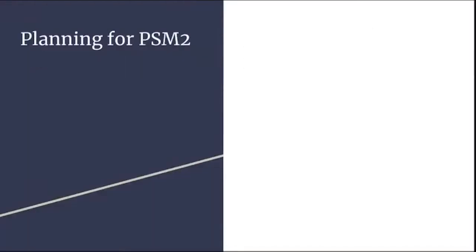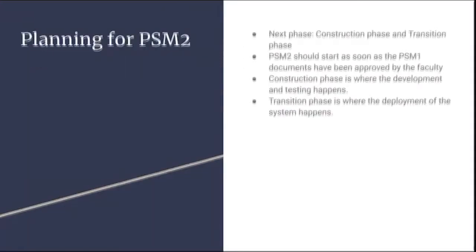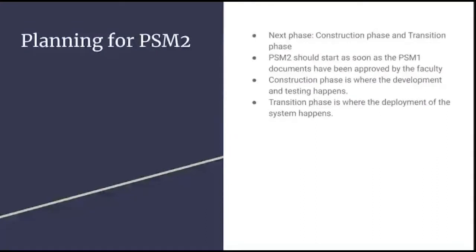Now for the planning for PSM2, the next phases of this project are the construction phase and the transition phase. This is based on the RUP methodology that has been chosen for this project. These are the phases that will be involved in PSM2. PSM2 should start as soon as the PSM1 presentation and documents are approved by the faculty. This is to ensure that the project is able to be completed on time.